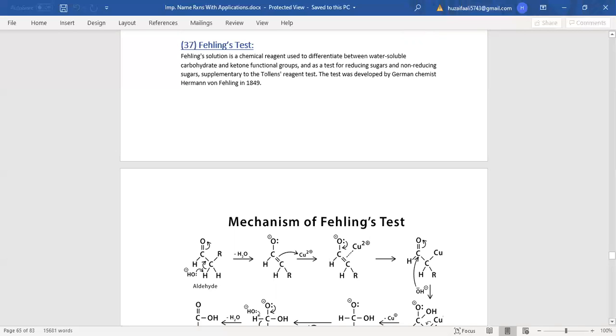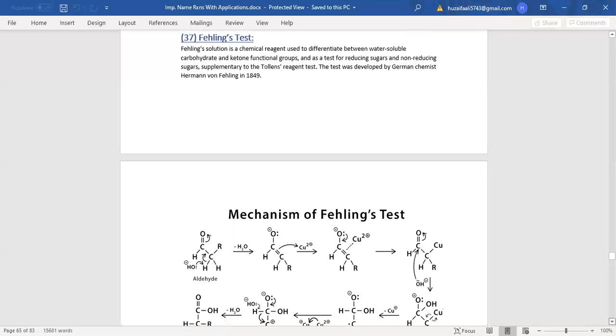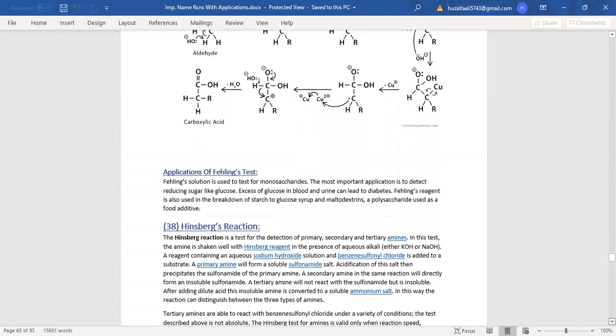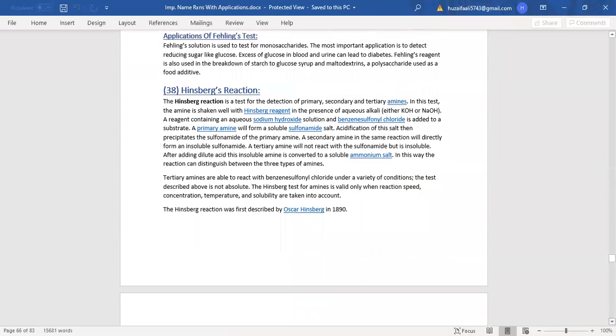Fehling's test. Fehling's solution is a chemical reagent used to differentiate between water-soluble aldehyde and ketone functional groups, and as a test for reducing sugars and non-reducing sugars, supplementary to the Tollen's reagent test. The test was developed by German chemist Hermann von Fehling in 1849. This is the mechanism of Fehling's test.